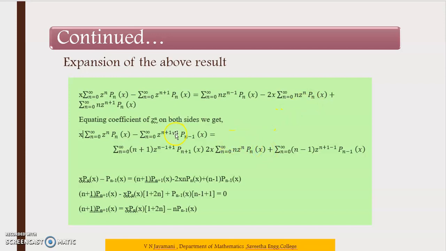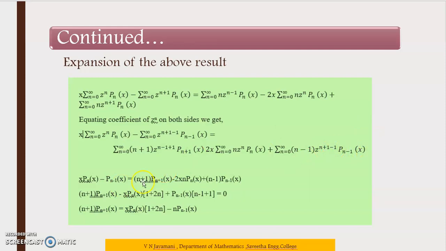Then plus the summation n = 0 to infinity. Here also we add and subtract 1, so (n - 1) into zⁿ⁺¹⁻¹, and here the suffix is Pn-1(x). Now we have to combine the z powers. Now we only have to equate the zⁿ terms. So here we have x into Pn(x), and here also written x into Pn(x). So here we have the zⁿ term. In the same way, the last term we have is minus Pn-1(x).